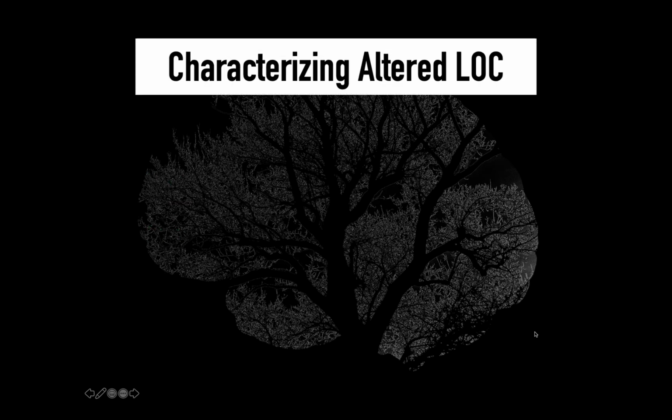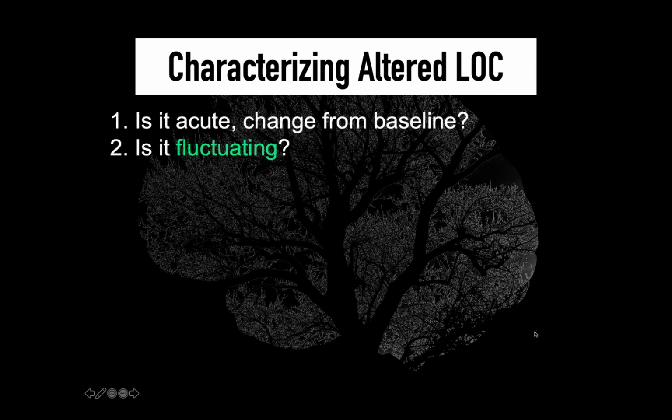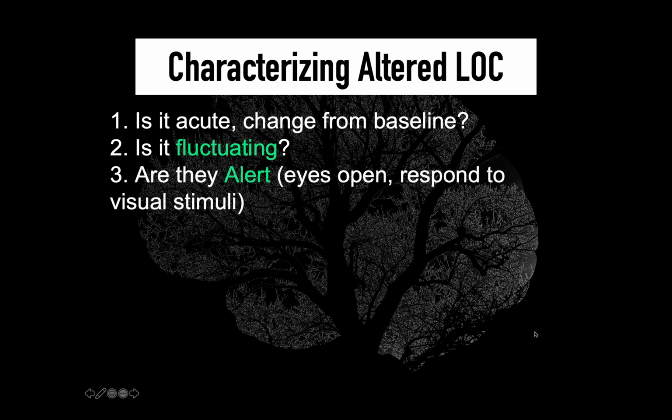Features that help you characterize altered LOC. We've talked about the acuity and change from baseline, and the degree of fluctuation. Also their degree of alertness. Are their eyes open? Do they respond to visual stimuli, including visual threat? Or to expand upon that, visual threat is if your hand accelerates towards their eye but stops before contact, they should typically blink in response to this.